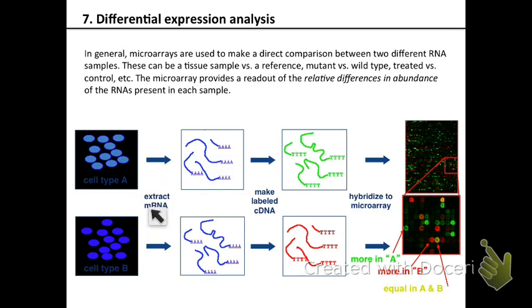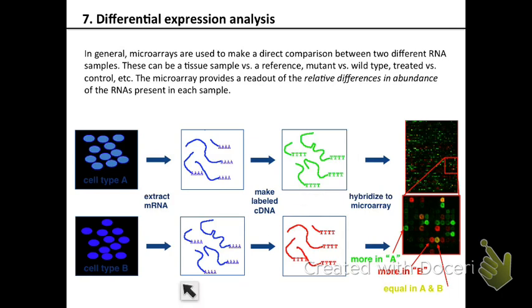Okay? So you extract mRNA from both of these cell types, and then you make cDNA from cell type A and incorporate fluorescent nucleotides that are labeled with one fluorescence. In this case, it's green. Okay? So all the RNAs coming from cell type A are labeled, the cDNA is labeled with green.